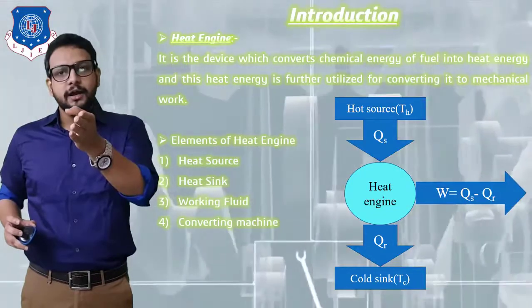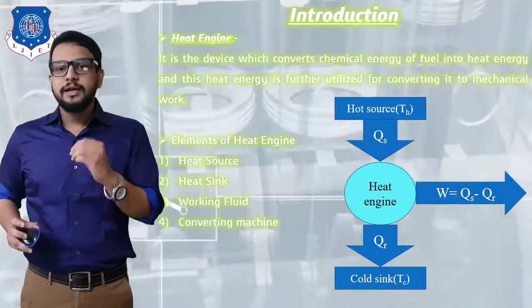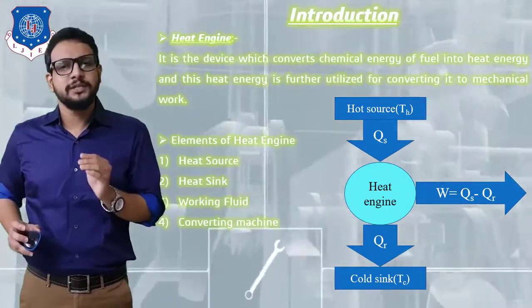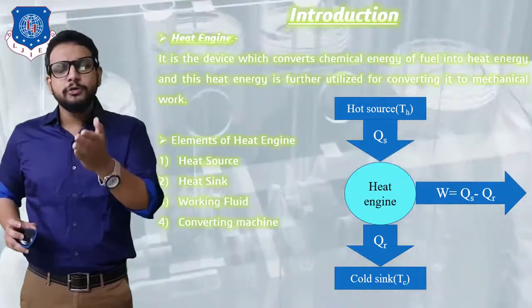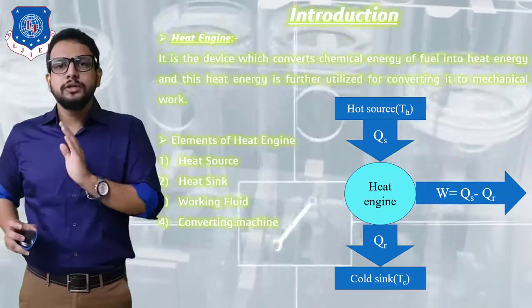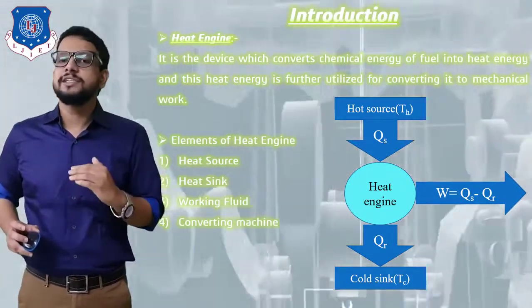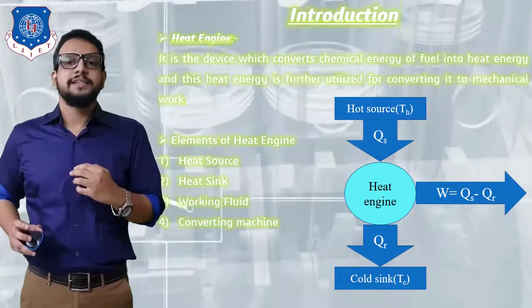We can even understand this by taking an example. Let's say QS is equal to 100 kilojoules, which is supplied to a heat engine. Out of that, the work output generated is 60 kilojoules, that is W, and the remaining 40 kilojoules is QR, which is rejected to our cold sink.